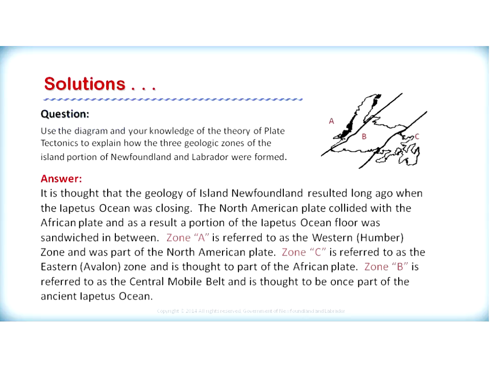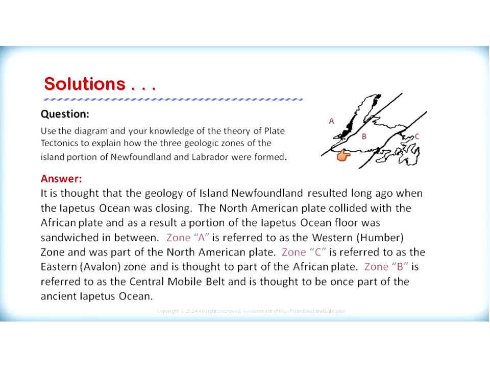So when we look at the answer to this question, it is thought that the geology of the island of Newfoundland resulted long ago when the Iapetus Ocean was closing. The North American plate collided with the African plate, and as a result, a portion of the Iapetus Ocean was sandwiched in between the 2 colliding plates. Zone A in the diagram above is referred to as the western zone, and this zone was a part of the North American plate. Zone C is referred to as the eastern zone, or the Avalon zone, and it's thought to be a part of the African plate that was left behind once Pangaea rifted some 200 million years ago.